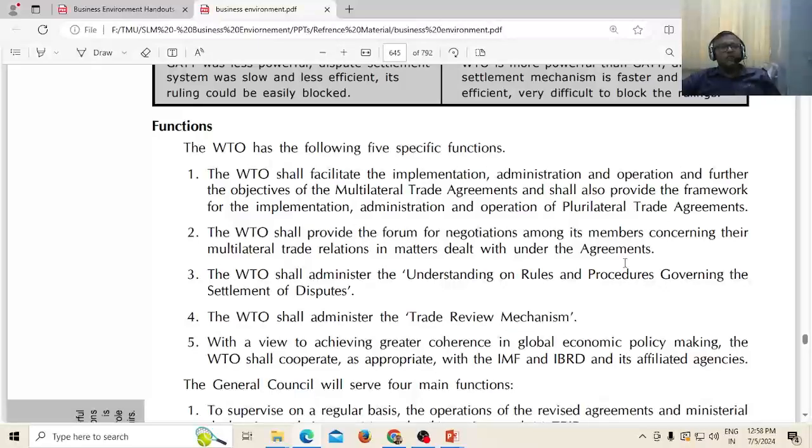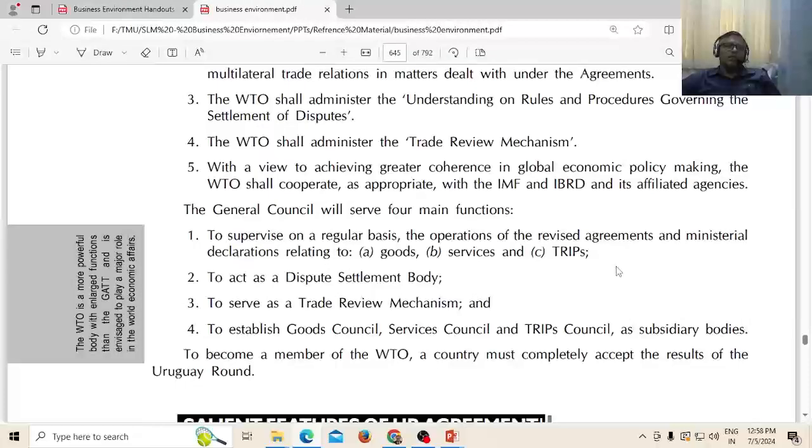Fifth, with a view to achieving greater coherence in global economic policy-making, the WTO shall cooperate, as appropriate, with the IMF and IBRD and its affiliated agencies. Thus, the General Council will serve 4 main functions. First, to supervise on a regular basis the operations of the revised agreements and the ministerial declarations relating to goods, services and TRIPS.